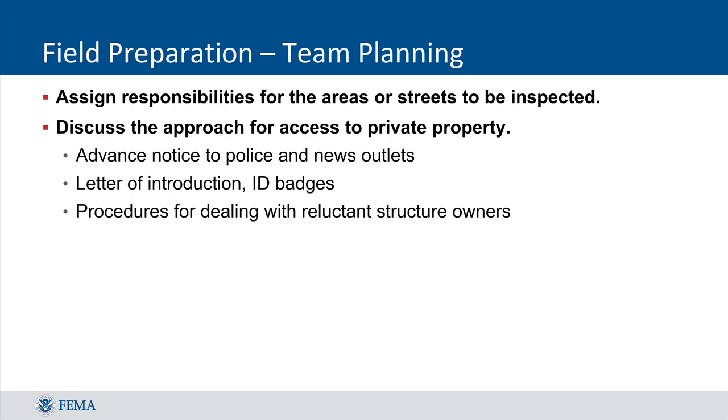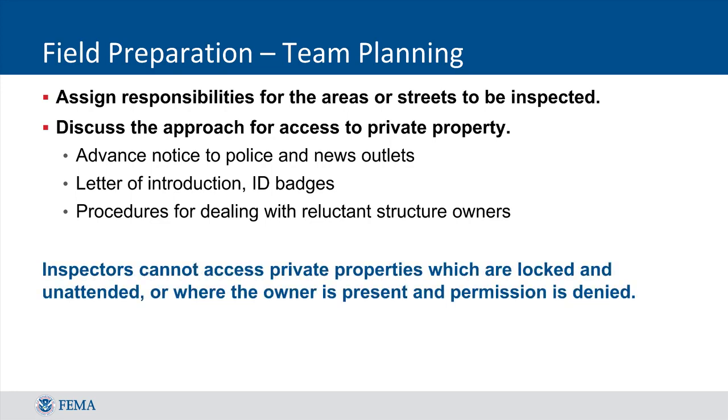All inspectors should carry a letter of introduction and an ID badge. The letter of introduction should be on community letterhead and contain the community point of contact for concerned owners to call. A procedure for dealing with reluctant structure owners should be created. The inspector should be advised that they cannot force their way onto private property if the owner is present and refuses access, or if the structure is locked and the owner does not appear to be present. In these cases, the inspector should record the address and, if available, owner name and contact number, and turn this in to the lead at the end of the day.